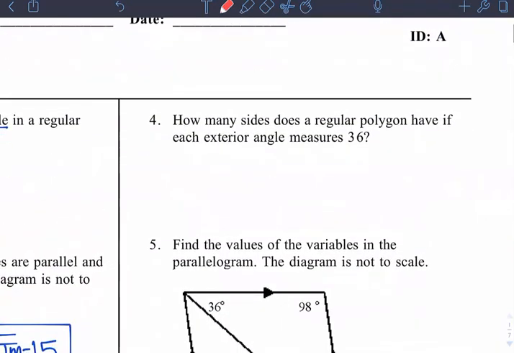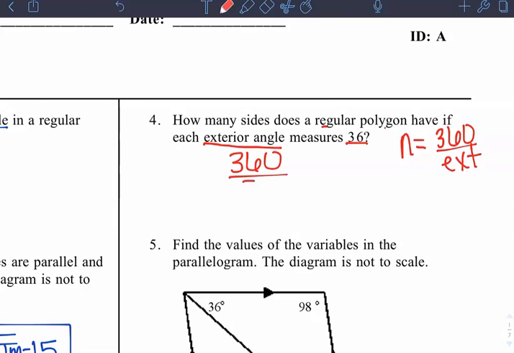Number 4, how many sides does a regular polygon have if each exterior angle measures 36? So whenever we're given just an exterior measure, but we want to find the number of sides we have, we're going to use our formula n equals 360 divided by our exterior. So that means I'm going to take 360, I'm going to divide it by 36. We have a 10-gon. So the number of sides equals 10.